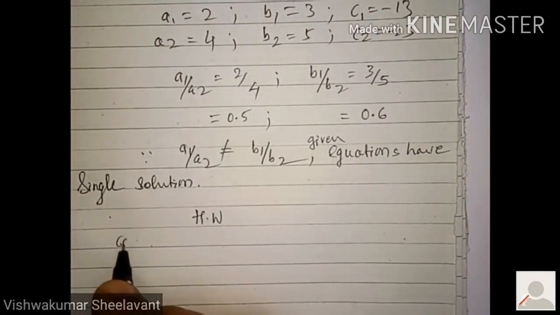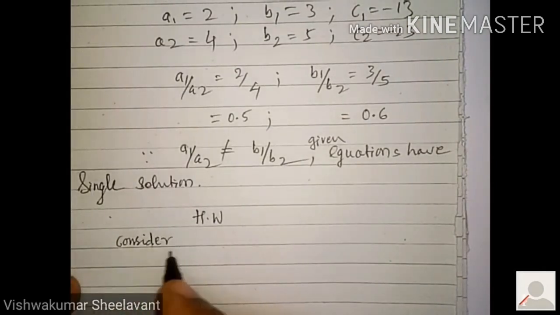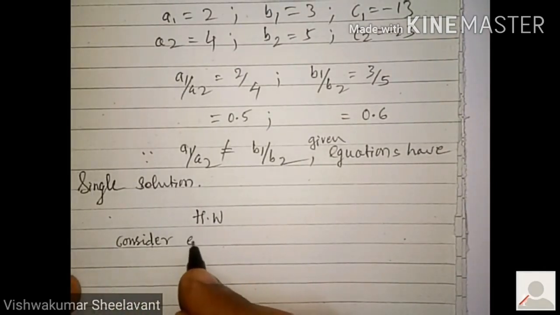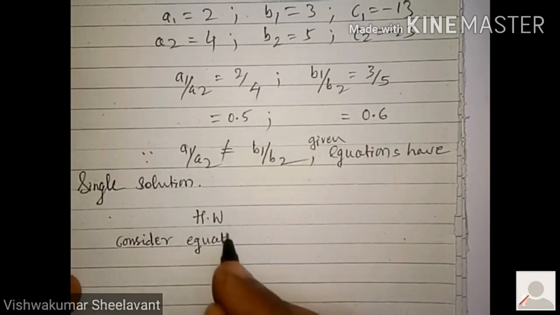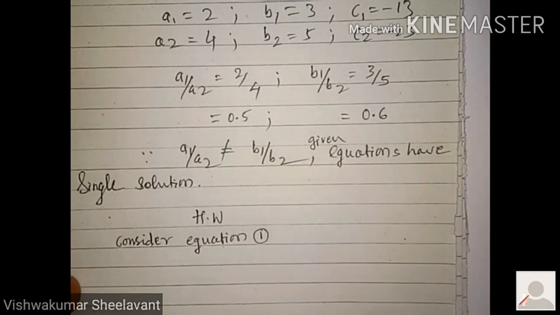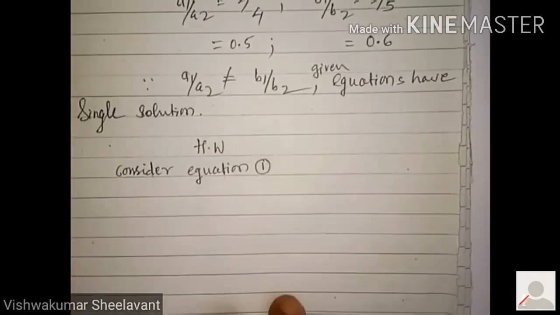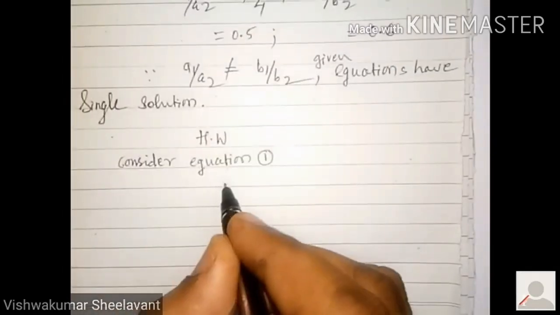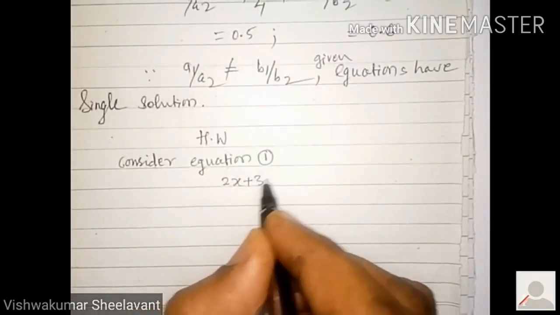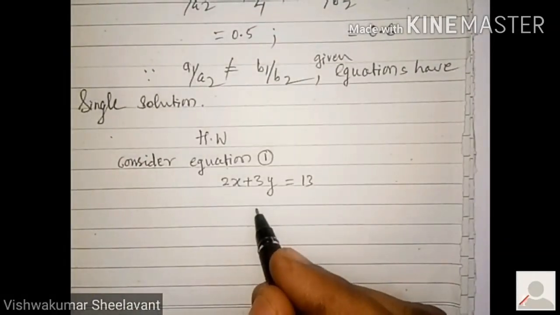Now consider equation 1. You can consider equation 1 or 2, anything. From that you can get x or y value, anything, right? So here I am going to consider 2x plus 3y equal to 13. We'll simplify it now.